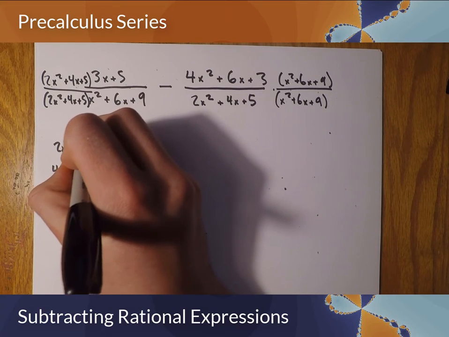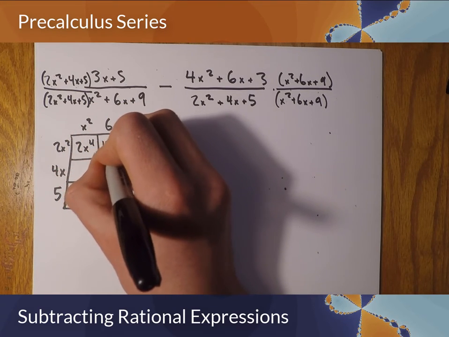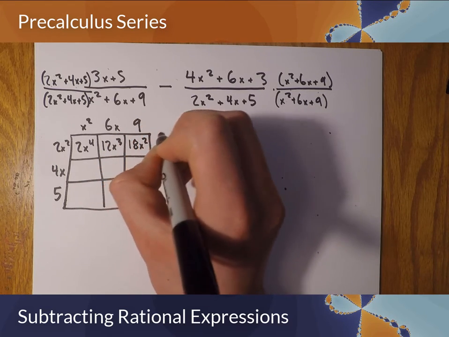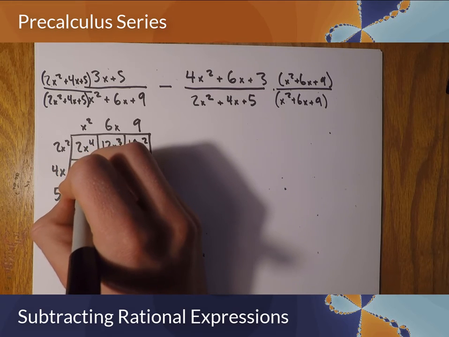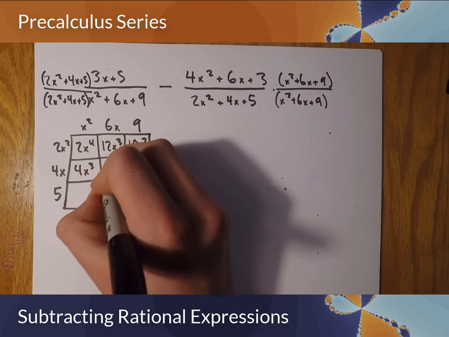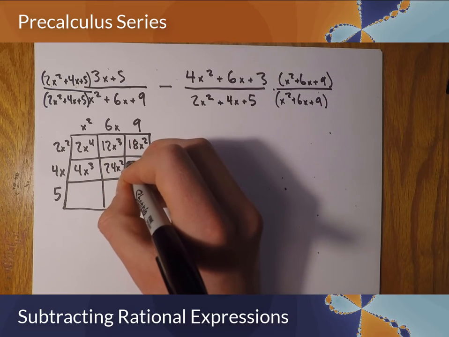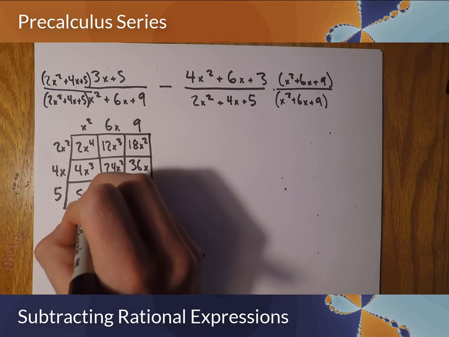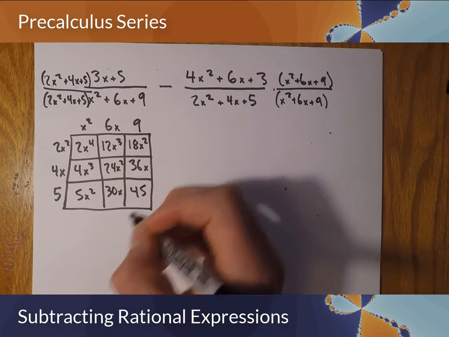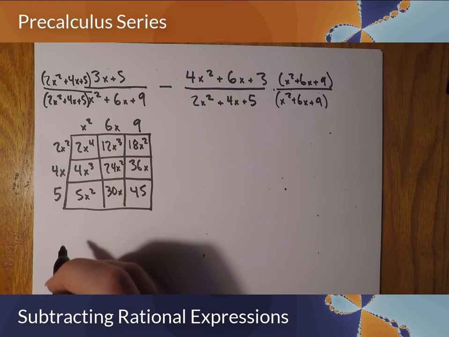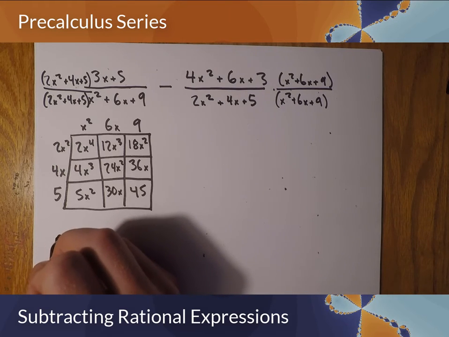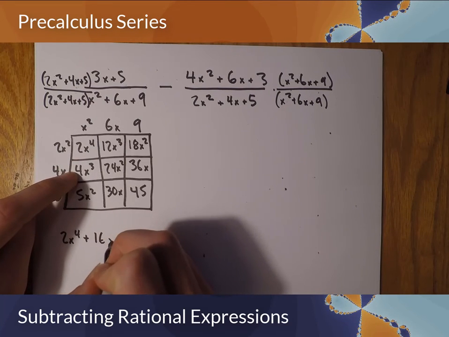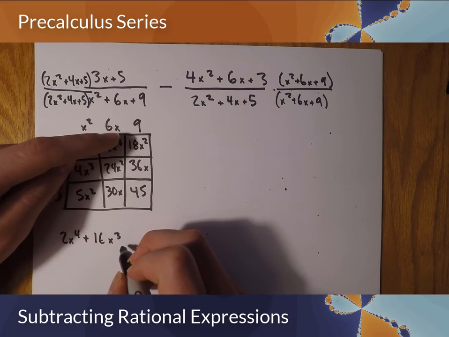And so we get 2x to the fourth, 12x to the third, 18x squared, 4x to the third, 24x squared, 36x, 30x, 5x squared, and 45. So our denominator between these two fractions is going to be 2x to the fourth plus 16x cubed plus 18 plus 24.